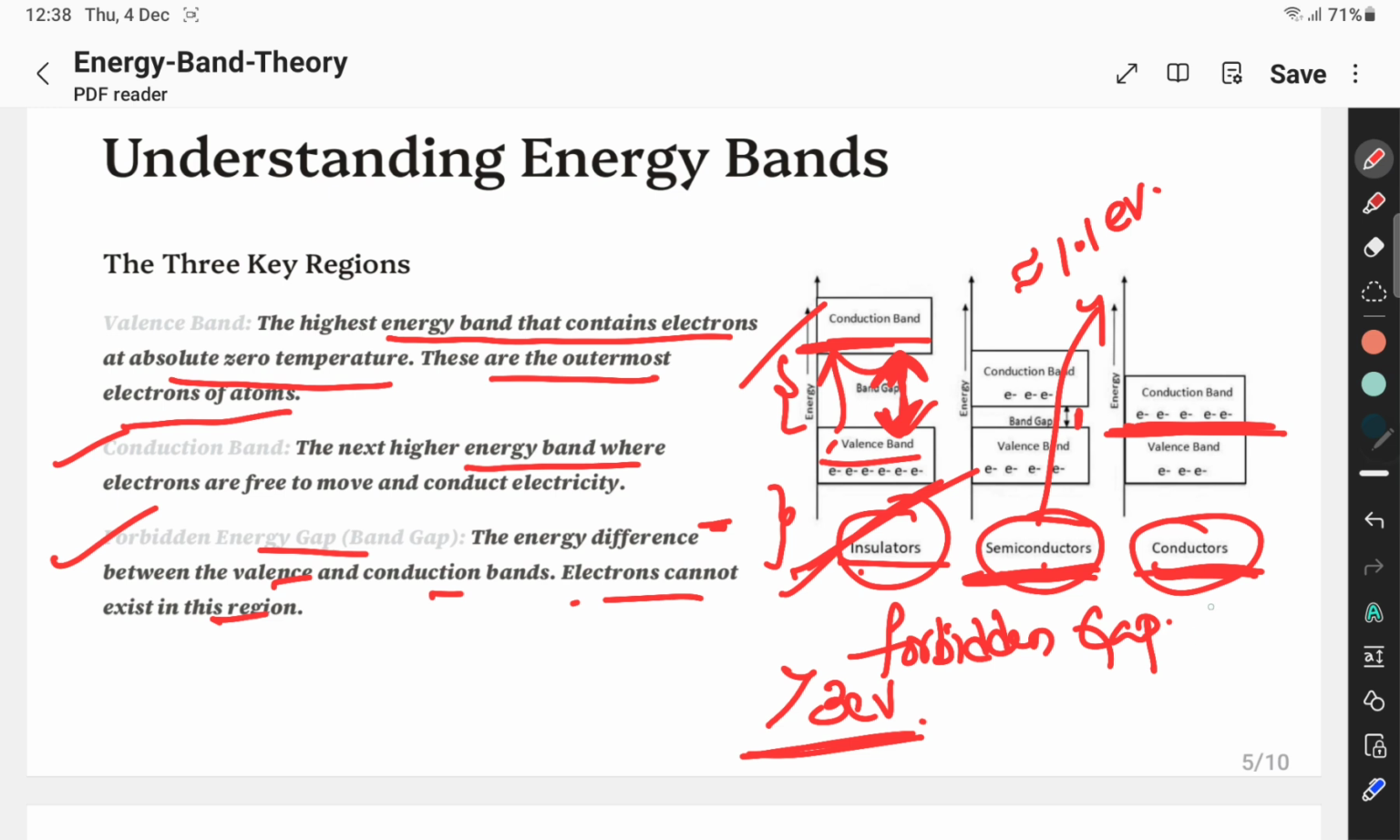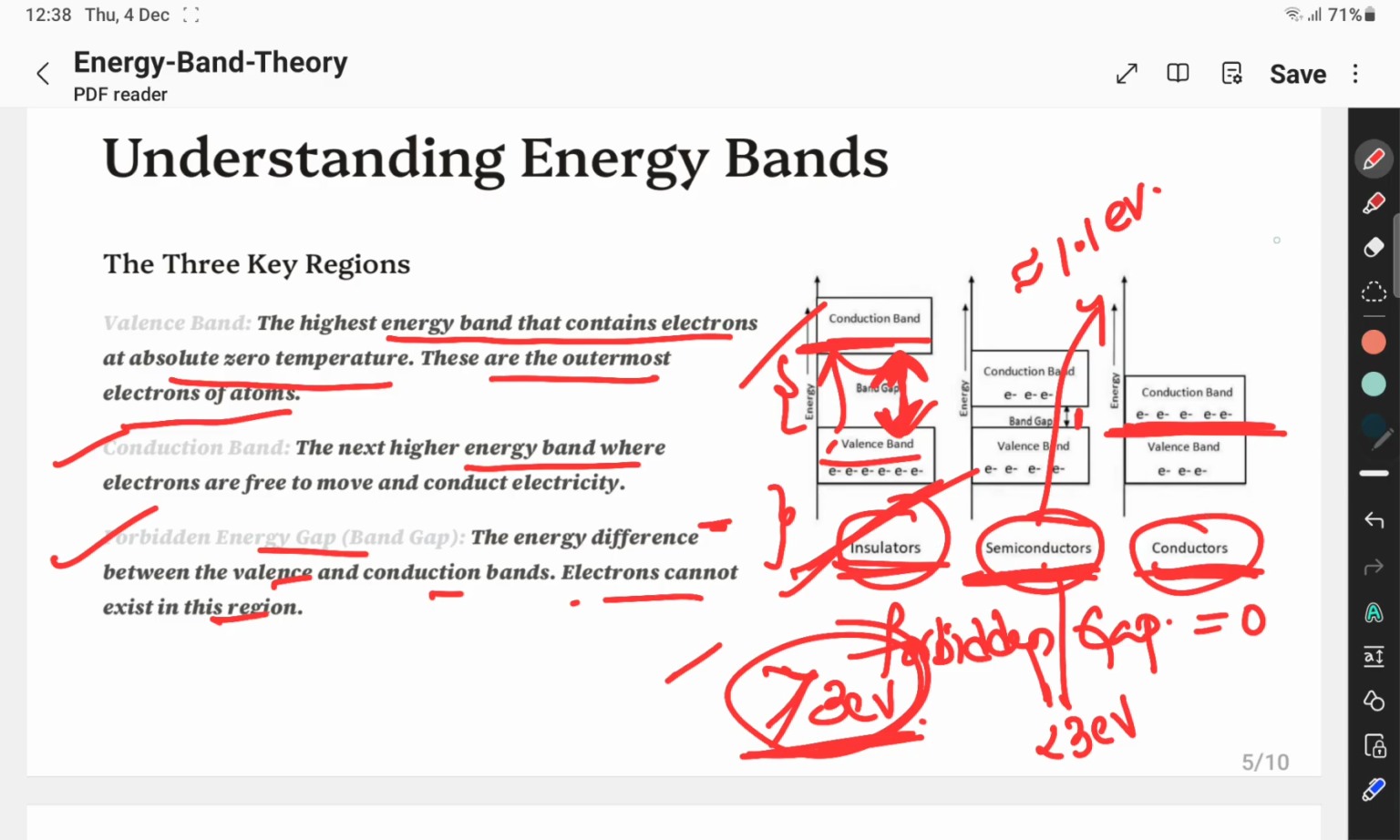Conductors will have band gap 0. Semiconductors will have a little band gap, less than 3 electron volts, and insulators will have a gap of more than 3 electron volts. Okay, can you give examples for insulators, semiconductors and conductors?